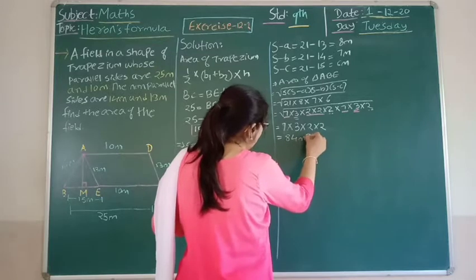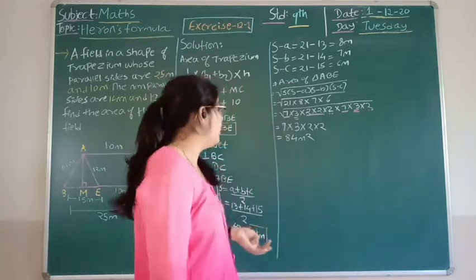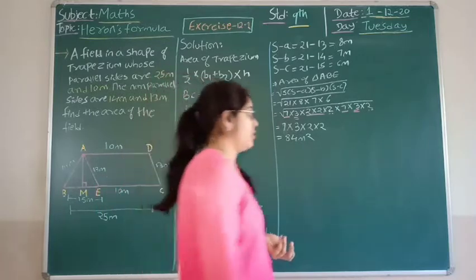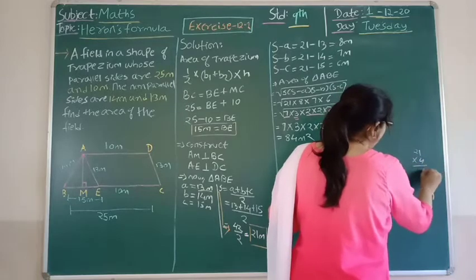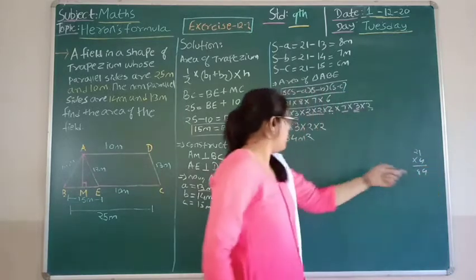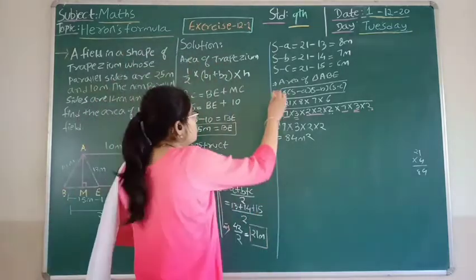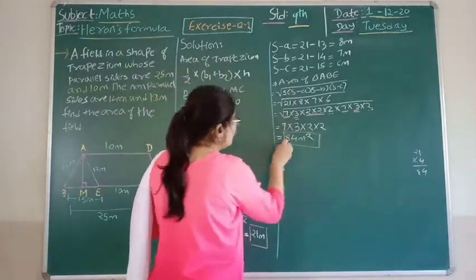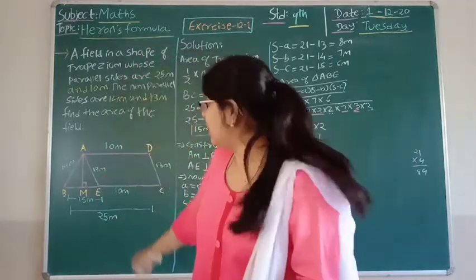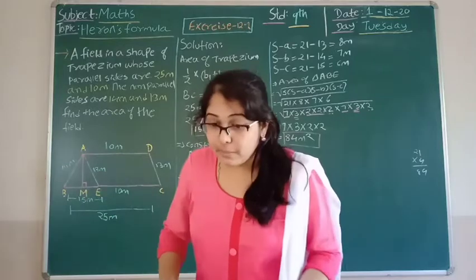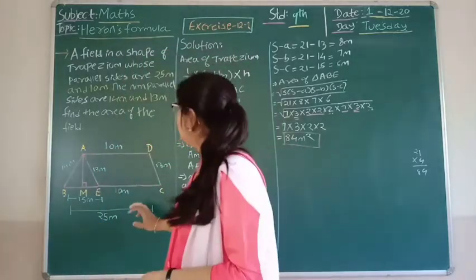7 threes are 21, and 21 into 4 is nothing but, 4 ones are 4, 4 twos are 8. So the answer will be 84 meter square. So students, finally I am getting the area as 84 meter square of triangle ABE. But remember, this is by Heron's formula, and we need to find the area of this field, which is a trapezium.